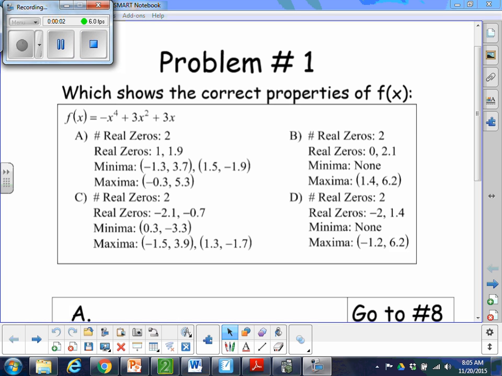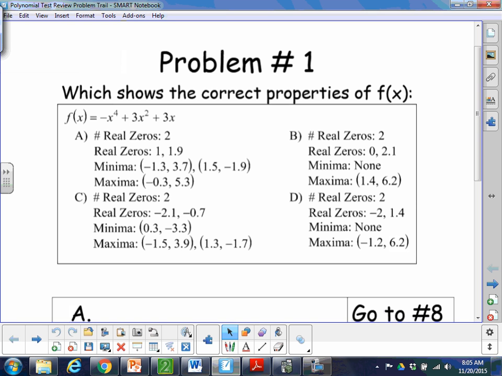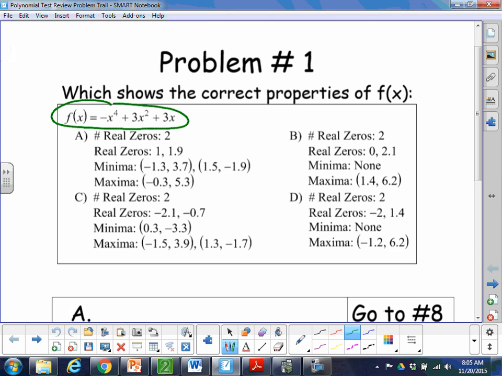Okay, this will be the polynomial unit, little review problems. So let's take a look at some of these here. Problem number one, we want to find the properties of some given equation here. They give us f of x equals negative x to the fourth plus 3x squared plus x. And we need zeros, maximums and minimums.